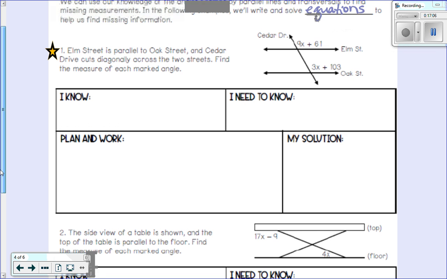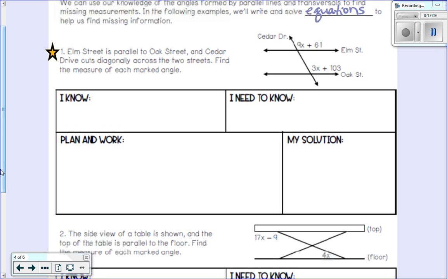Okay? So Elm Street is parallel to Oak Street. And Cedar Drive cuts diagonally across the two streets. Find the measure of each marked angle. Okay, so we need to find the degree measure for this one and this angle. What do we know? The marked angles here, what is that relationship there? They are congruent. What else do we know? What's another vocabulary word?